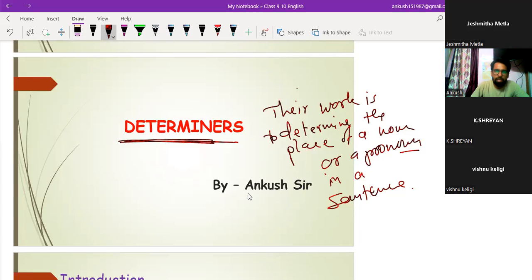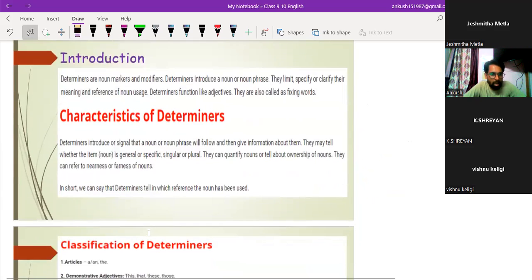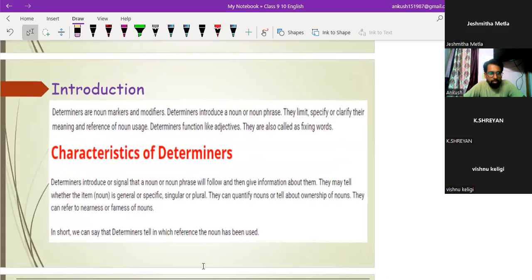Whenever we say that determiners are used to say the position of the noun and pronoun in a sentence, it does not mean that it only fixes the position of the noun. It tells you a lot about that noun, about that pronoun as well. Let us understand what exactly determiners are. The definition written on your screen: determiners are noun makers and modifiers.